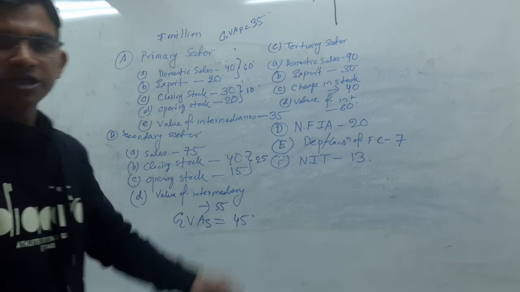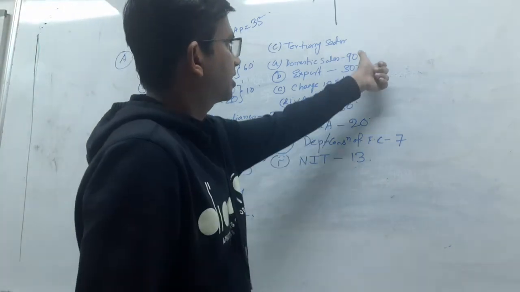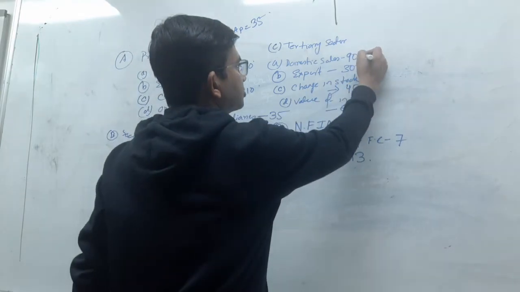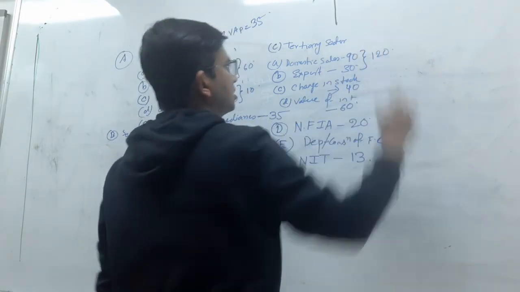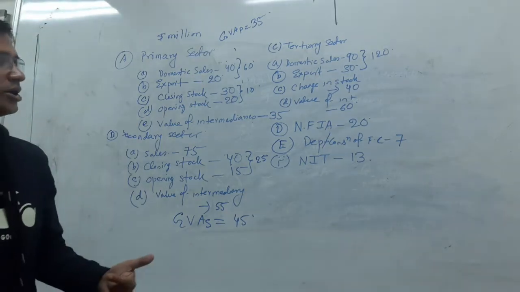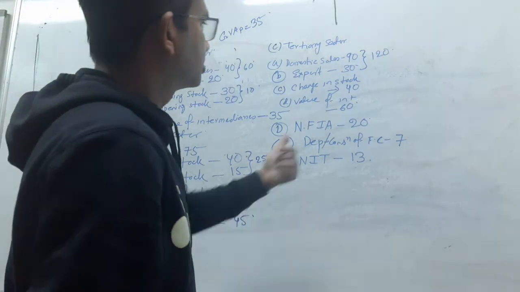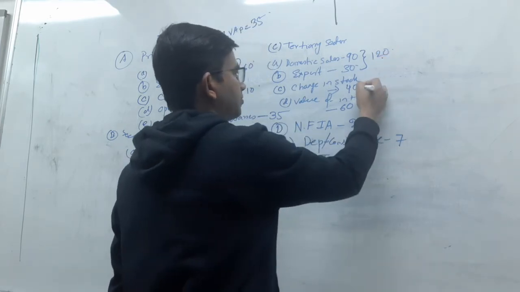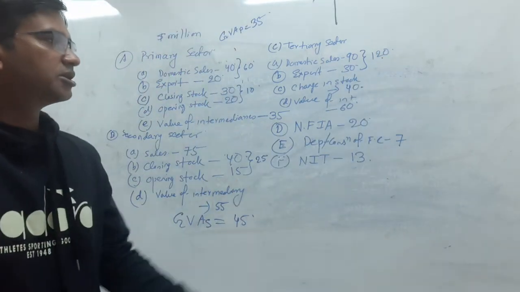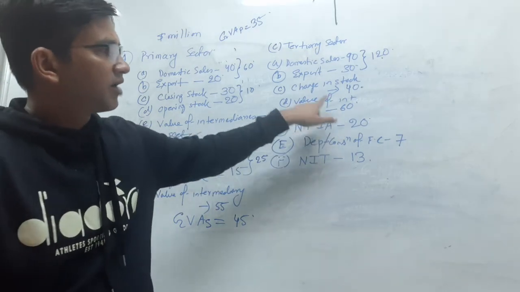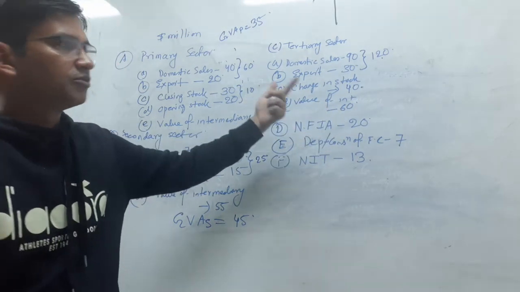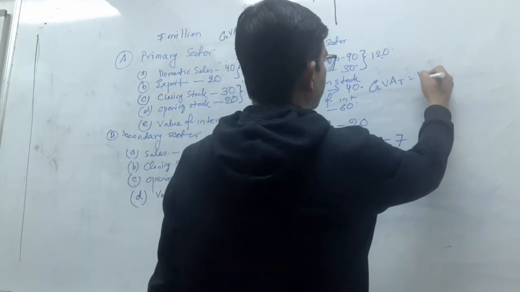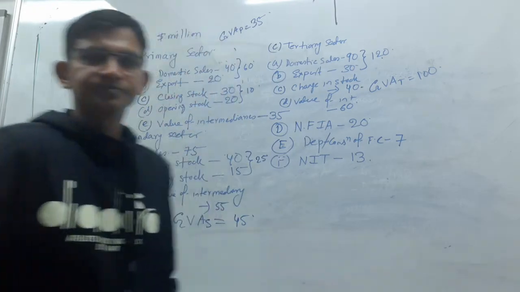Now let's come to the tertiary sector. In the tertiary sector, domestic sales is 90 and export is 30. So the total value of sales is 120. What is the change in stock? Change in stock is 40. So the value of final goods will be 120 plus 40 equals 160. If I subtract the value of intermediary, which is 60, we get 100. So the gross value added in the tertiary sector equals 100.